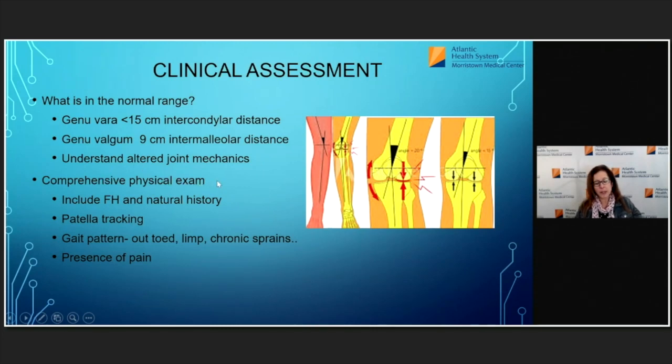A comprehensive physical exam is important in these patients. You want to include family history and the natural history in the family. And I just had a patient come in who's very knock-kneed. And the mom says, yes, well, I have that too. And so does grandma. Hits all the girls in the family.